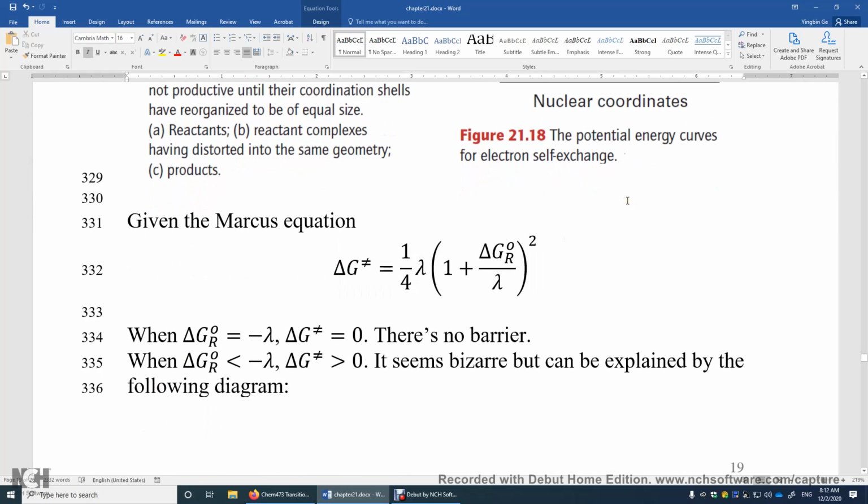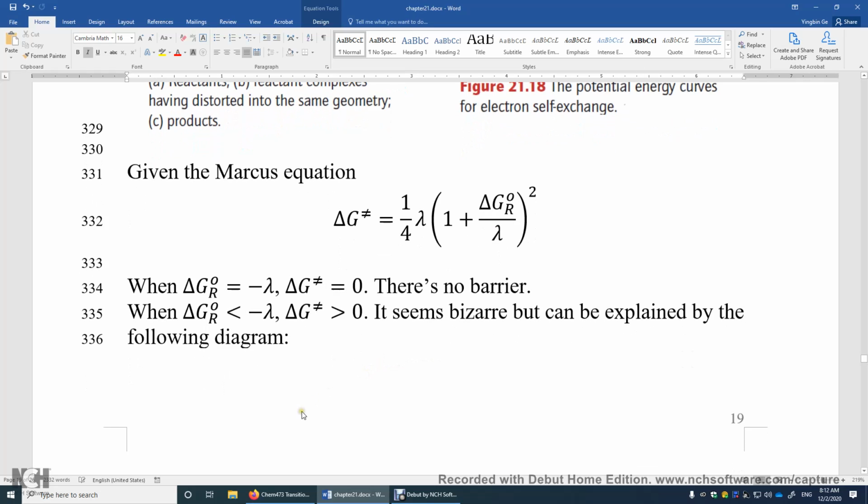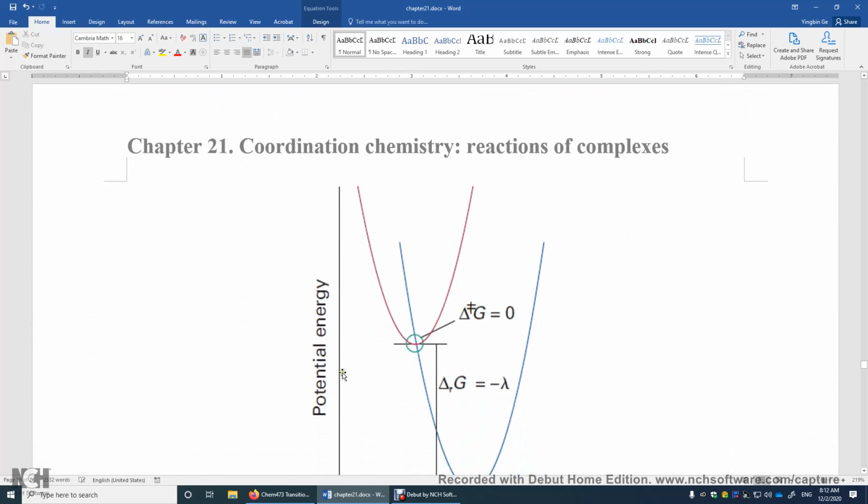Now let's do a little bit of mathematics. It's possible for this Gibbs energy of activation to be 0 if your delta G sub R is negative lambda. You just plug in negative lambda here, and then you get negative 1 here. 1 plus negative 1 is 0. There's no barrier. What if this delta G of R is less than negative lambda? If this is less than negative lambda, you get a negative number here, but still, this delta G double dagger is greater than 0.